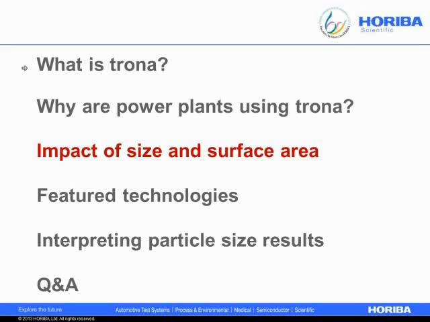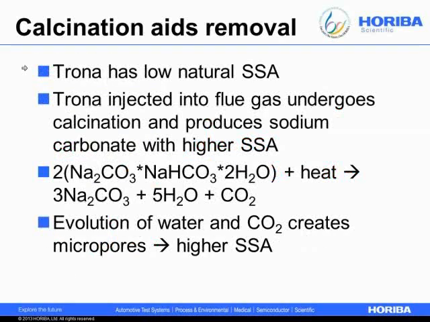So we'll talk a little bit about the impact of size and surface area now. Before we go into particle size, I'll talk a little more about surface area. When Trona is injected into the flue gas, it undergoes a process called calcination, which happens at certain temperatures. It's happening above, I think, 90 degrees Fahrenheit, but it takes a little while. The customers we've talked to and the sources I've seen say that anything above 275 or 285 Fahrenheit, the calcination process typically happens very quickly.